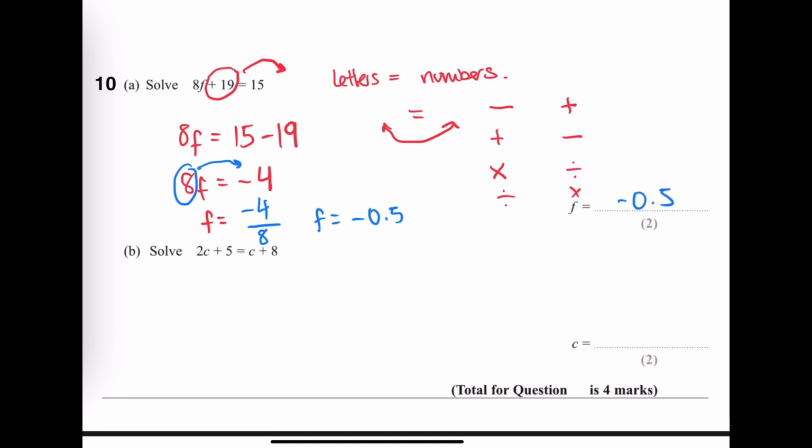Solve 2c plus 5c equals c plus 8. Again, we'll do it one by one. Let's move this to the other side. We'll make this side all the numbers. So it'll be 2c equals c plus 8 minus 5. Now we'll move the c. So it'll be 2c minus c equals 8 minus 5. So if we do this now, it will be c, since 2c minus c is 1c, and it will be 8 minus 5, which is 3. So the answer is 3.